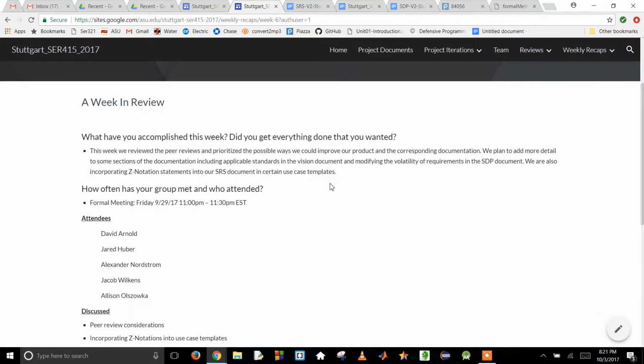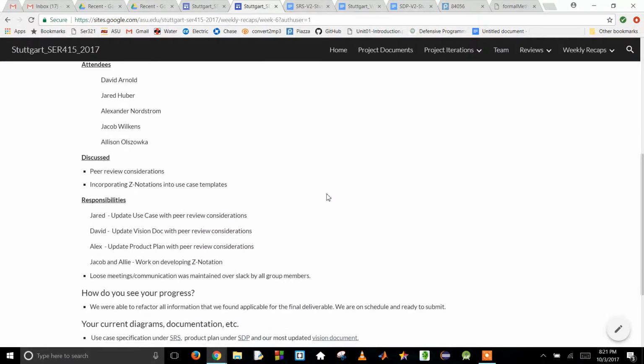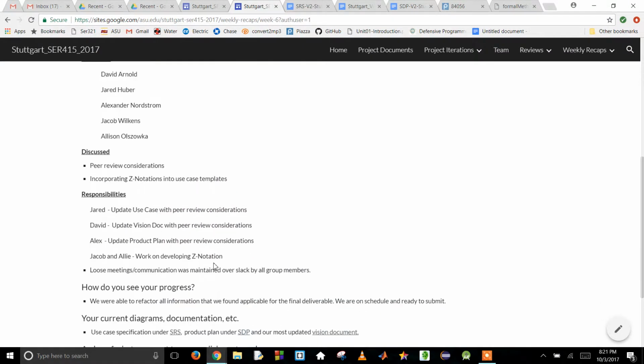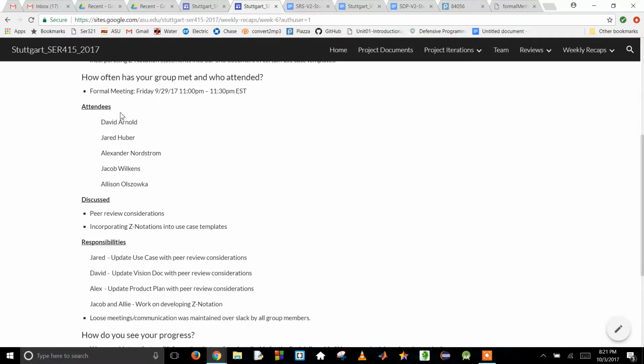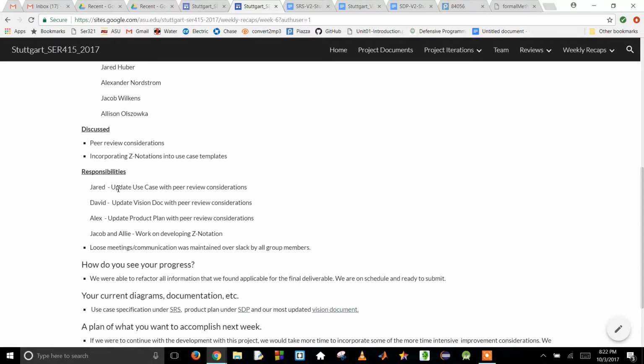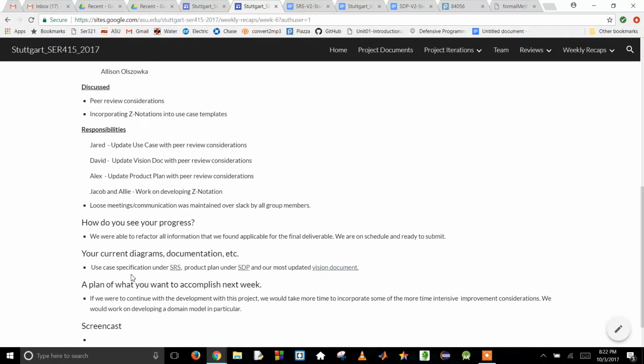Moving back to our site, all of these decisions were made in a group discussion last Friday. All individuals attended, and we divided up responsibilities among the group. Loose communications were held throughout the week on Slack. Currently, we are on progress and ready to submit our final deliverable by tonight.